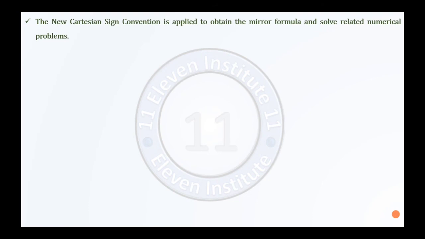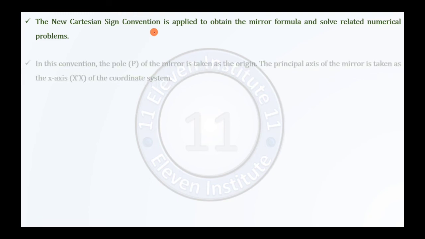Right, so these are the points for Cartesian sign convention. We have already studied them in the image. Just we will read them now. The new Cartesian sign convention is applied to obtain mirror formula, right? What is mirror formula? Don't worry, we will see in the next video lecture. And to solve numerical problems. This is more important, right? We need to solve numerical problems. Hence, we need the new Cartesian sign convention.